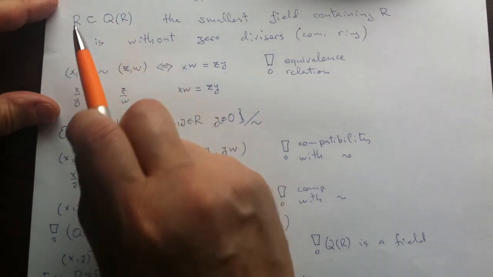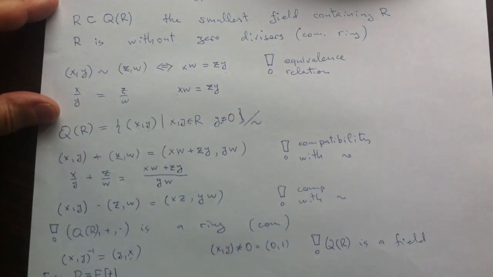As the ring of integers, this is a ring without zero divisors. This is a commutative ring without zero divisors. This is what is called a domain. So it is a valid input for our construction, and the result of this construction is called the field of rational functions.